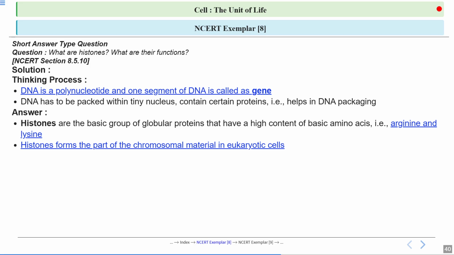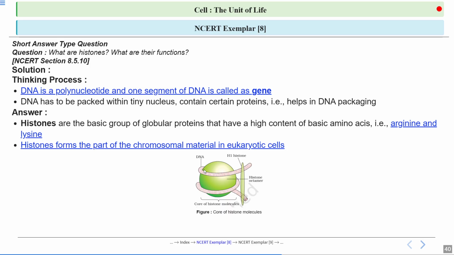And what type of protein is it? Basic protein. These basic proteins are made up of two types of amino acids, arginine and lysine. These arginine and lysine are basic amino acids, so they make the protein a basic protein, right? Histones are the basic group of globular proteins. Now what do they do? Histone forms a part of the chromosomal material in the case of eukaryotic cells. This nucleosome structure or the histone protein you see only in the eukaryotic cell. It is not found in the prokaryotic cell, right?